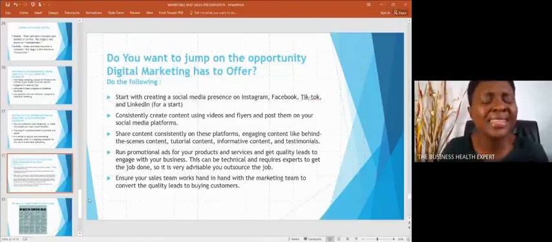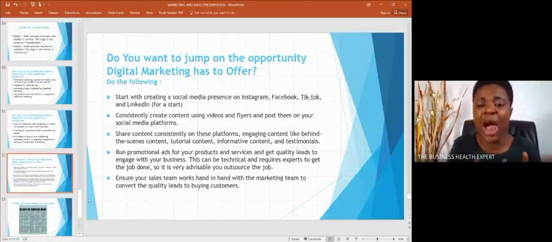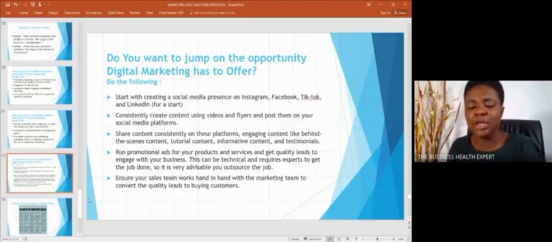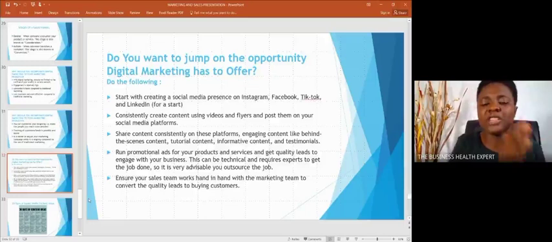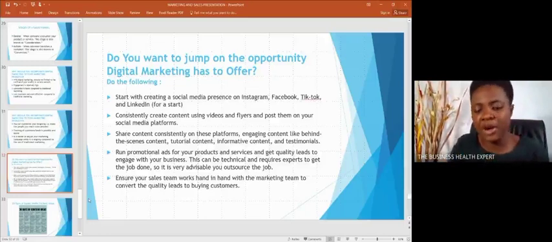And now, lastly, ensure your sales team works hand in hand with the marketing team to convert the quality leads to buying customers. After you've outsourced it and you've reached out to us and we've run promotional ads for your product and service, it is very important that those who will be on standby to receive the calls and process the delivery, and ensure that it gets to the customers, must be on standby, and they must make the marketing team's efforts show forth. So it is very, very important.